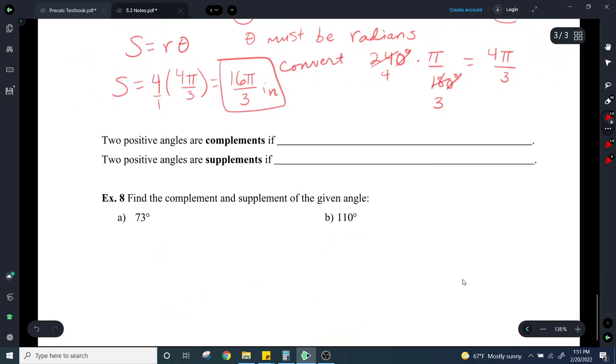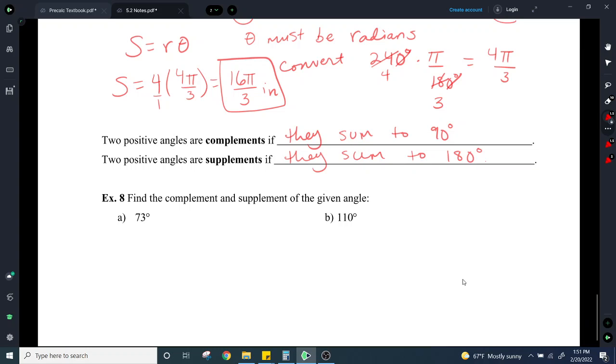All right, last little thing here. Two positive angles are complements if they sum to 90 degrees. Angles that are complementary add up to 90 degrees. Two positive angles are supplements if they sum to 180 degrees. Supplementary angles add up to 180. So find the complement and the supplement of the given angle.